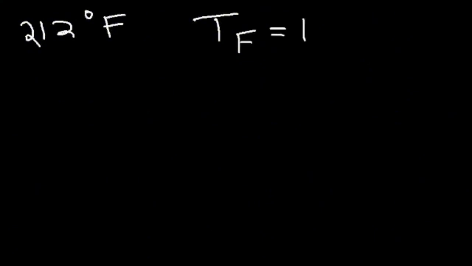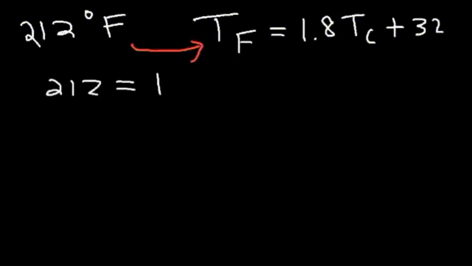So let's say we have a temperature of 212 Fahrenheit. How can you calculate the Celsius temperature and the Kelvin temperature at the same time? Now first, let's calculate the Celsius temperature. The equation that you want to use between Fahrenheit and Celsius is this equation. The Fahrenheit temperature is 1.8 times the Celsius temperature plus 32. So in this case, since we're looking for the Celsius temperature, plug in the Fahrenheit temperature into this variable. So it's going to be 212, and that's equal to 1.8 times the Celsius temperature plus 32.